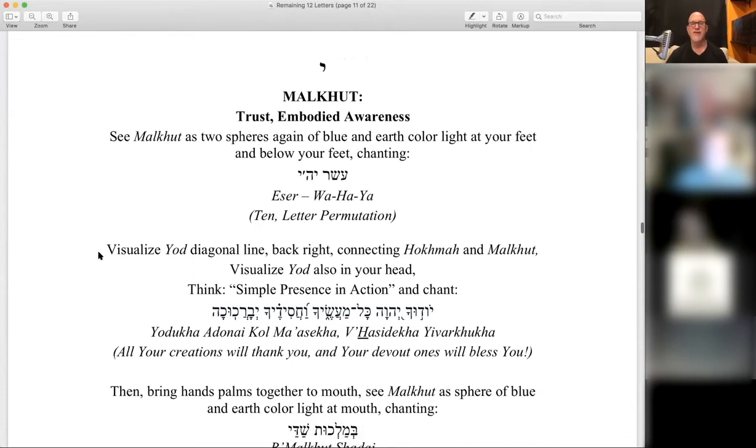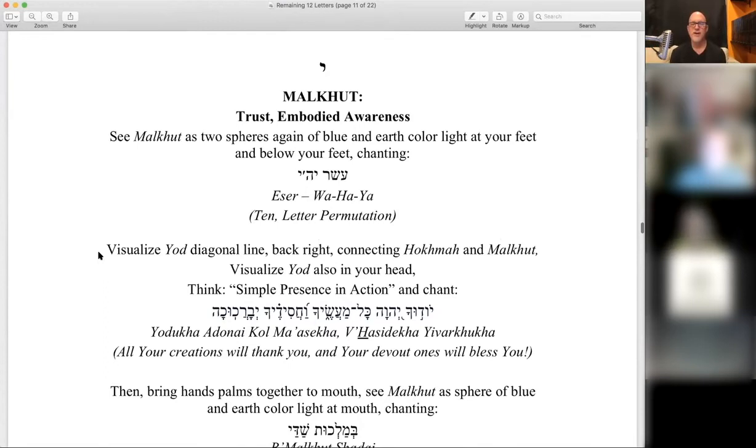And now seeing Malchut, once again, the two Sfirot of Malchut right below your feet, and then several feet below you in the earth. Eser. Eser wa ha ya. Visualizing the line of Yud from Chochmah behind you on the right shoulder level, connecting down with Malchut below your body. Yoducha.